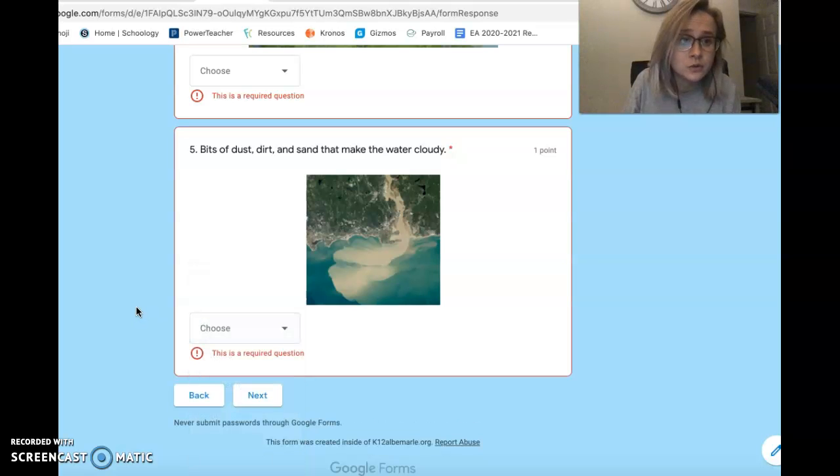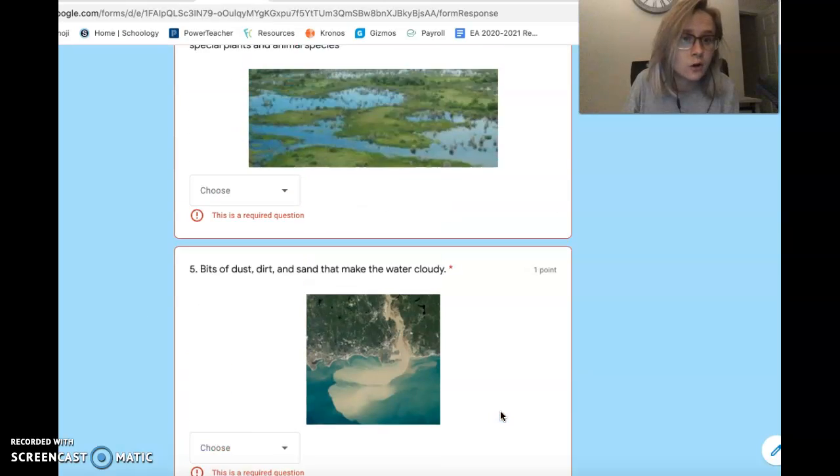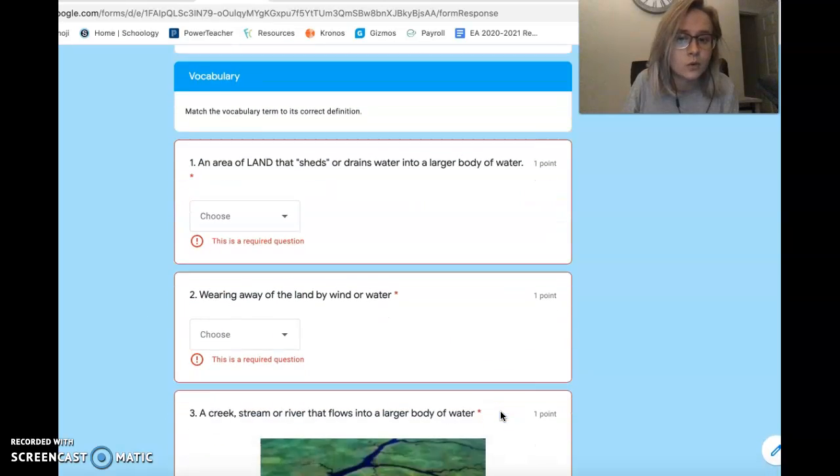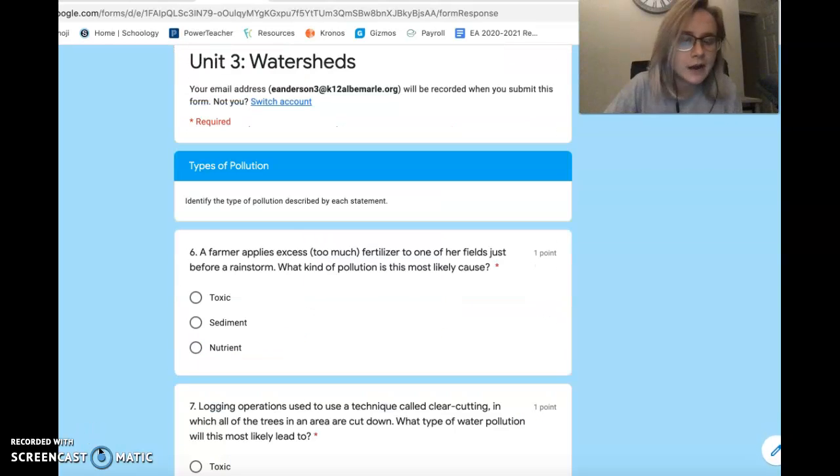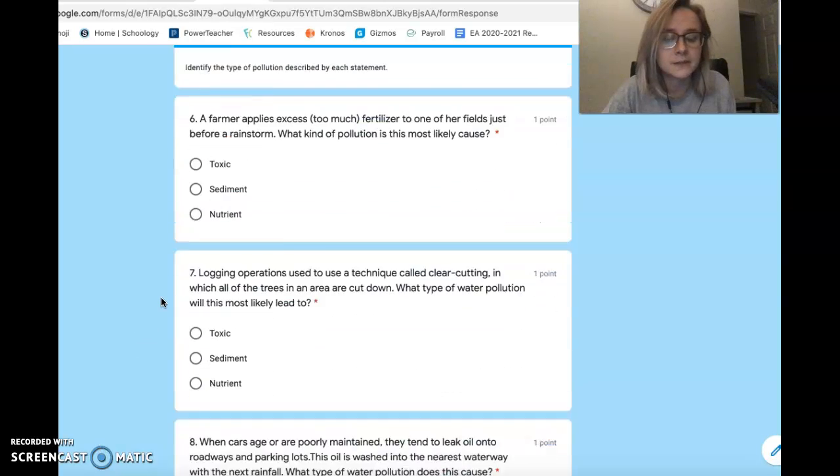Each word is only used once, so I encourage you to go back, check your work, and make sure you only use each word one time. We are now on the 3rd page. For this page, you are going to identify which type of pollution is described by each statement.